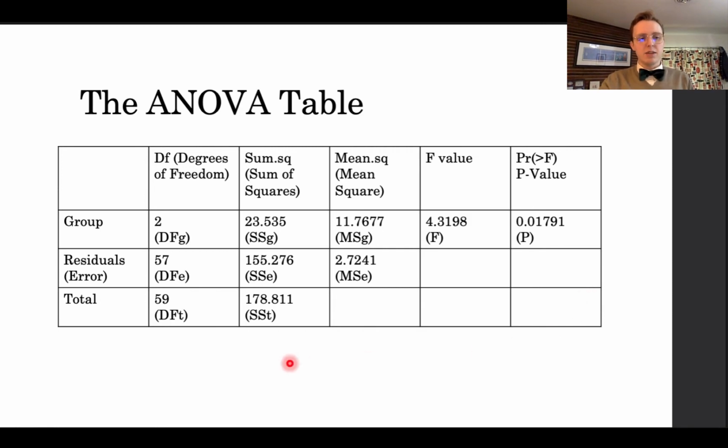And on a side note, you'll notice that there's another row here called total, and this is just equal to the group plus the residuals. It's not super important, but you're going to see it come up sometimes when people show these tables, so I don't want anyone to be confused. Now, moving on, we are going to describe what each of these different things in the table actually mean.